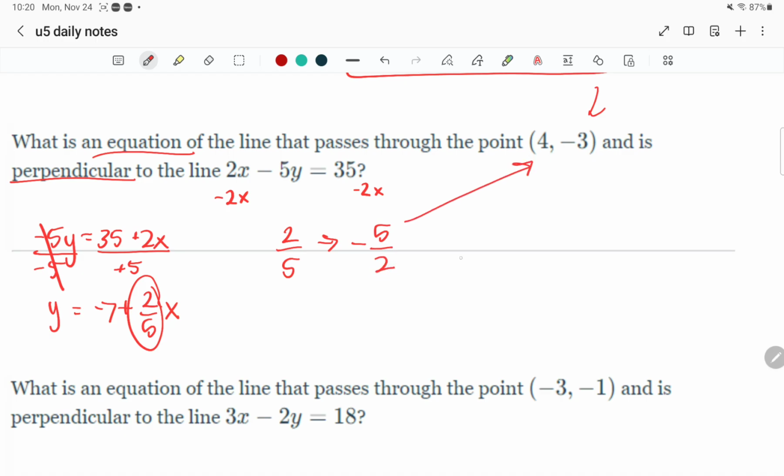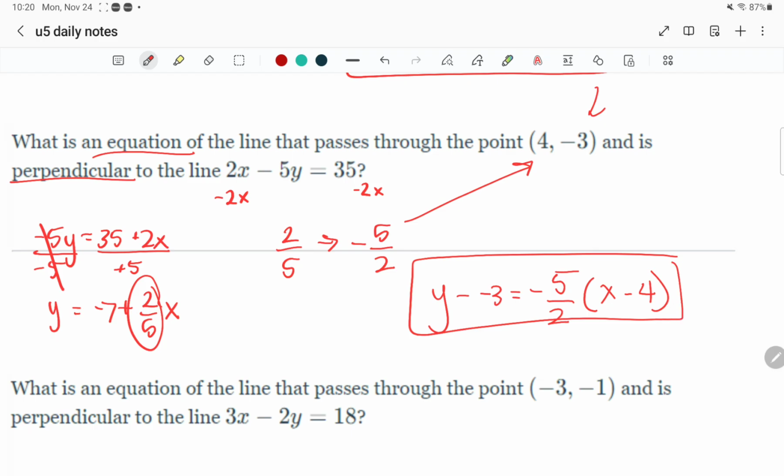With this point, and then I plug it into my thing. Y minus my y value, which is -3, equals my new slope, because I had to flip it this time, times x minus my x value. This is what goes into Delta Math.